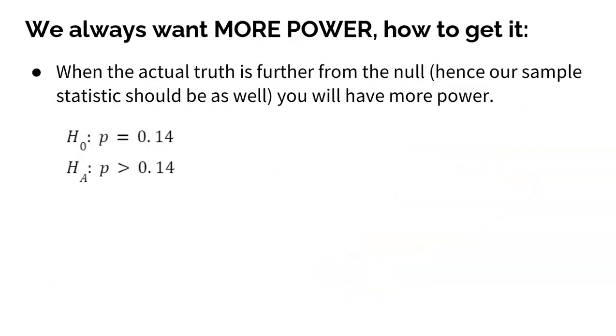Now, another way to get more power is when the actual truth is further from the null. Hence, our sample statistics should be as well. Now, think about this for a second. Go back to the same problem we've been talking about. The null is that the true proportion is 14%. The alternative is that we believe the true proportion is greater than 14%. If the real true proportion was 15%, that's only a little bit more. Technically, it is more, so the alternative is true, because that's what power is, the alternative being true.